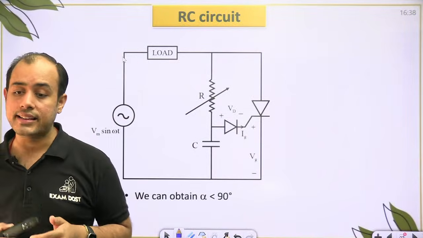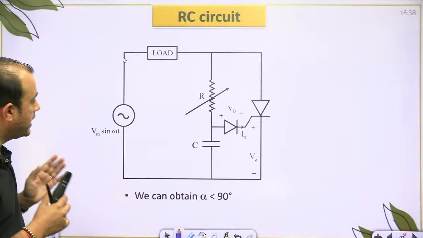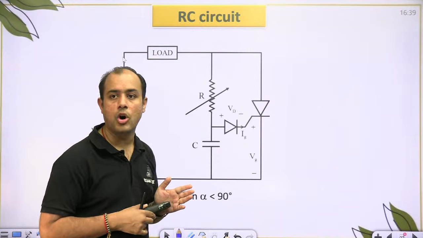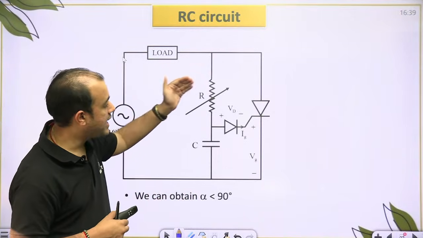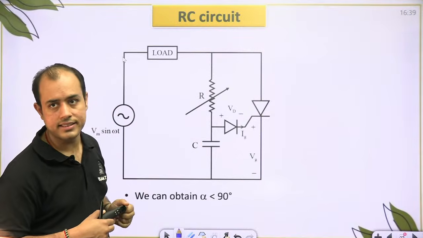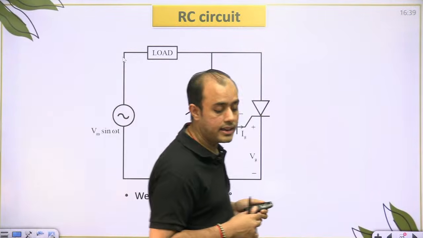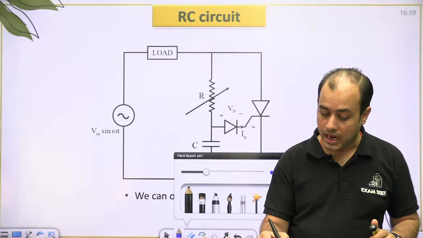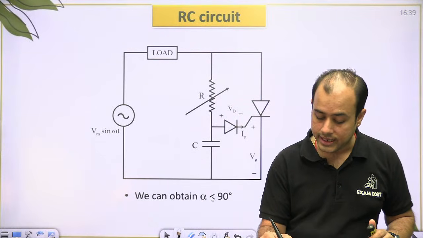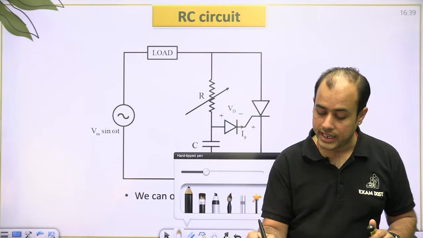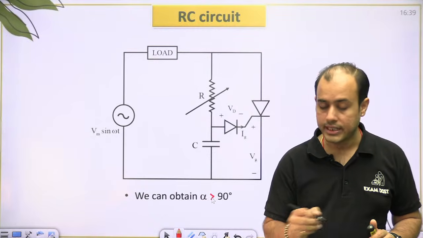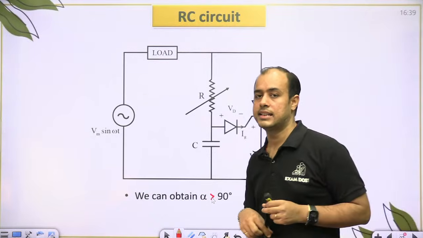Next is the RC firing circuit. So instead of using a network of resistances, I have a network of R and C. Now beta, here the better part is you can obtain firing angle even above 90 degree. आपको 90 से ज्यादा अल्फा मिल सकता है.